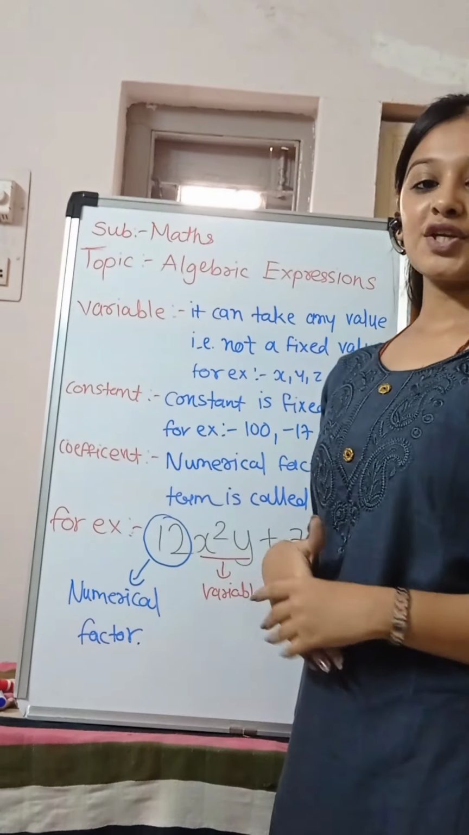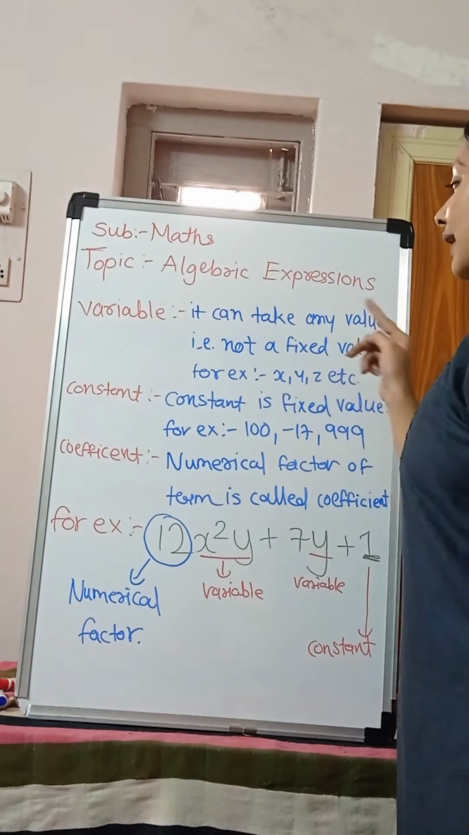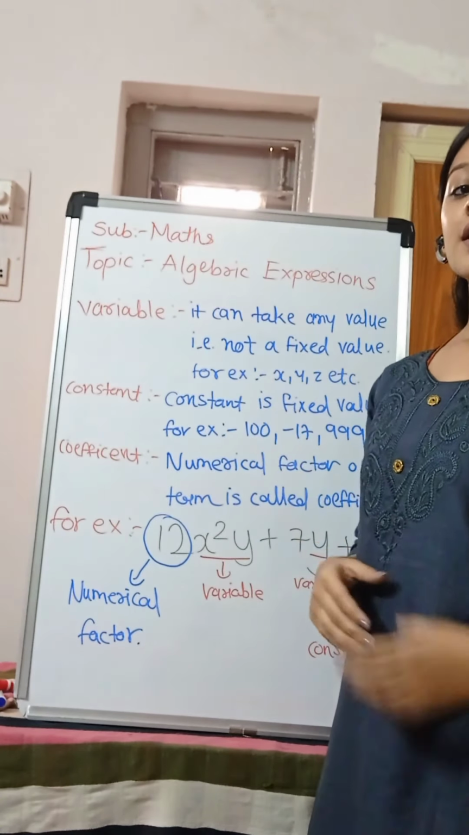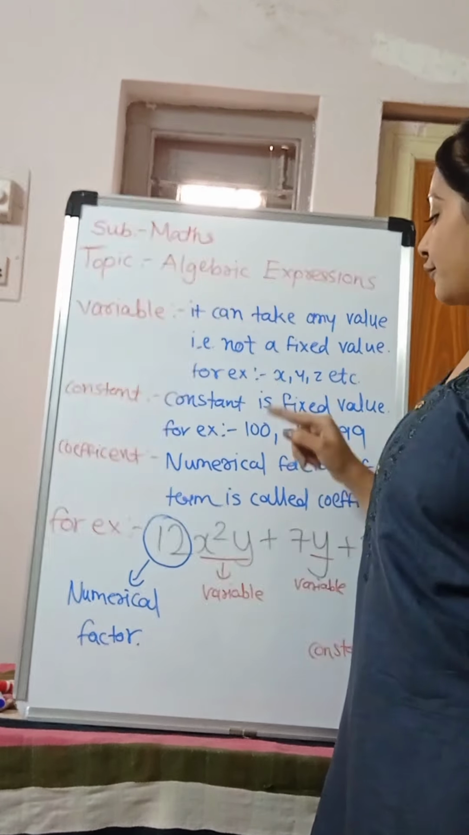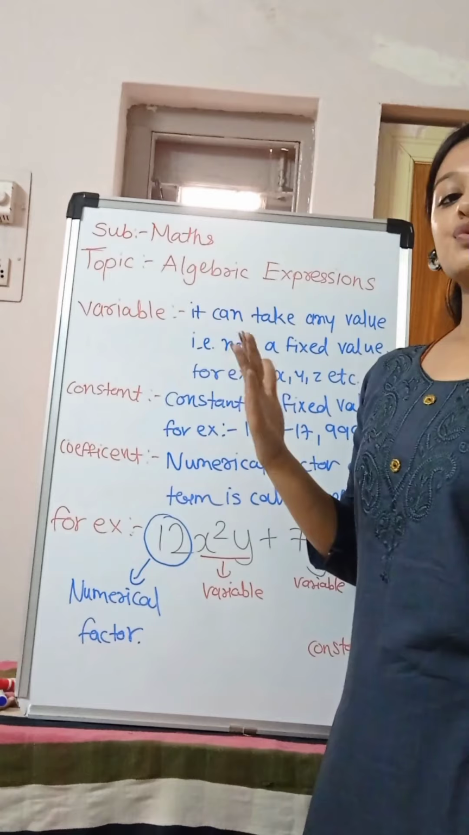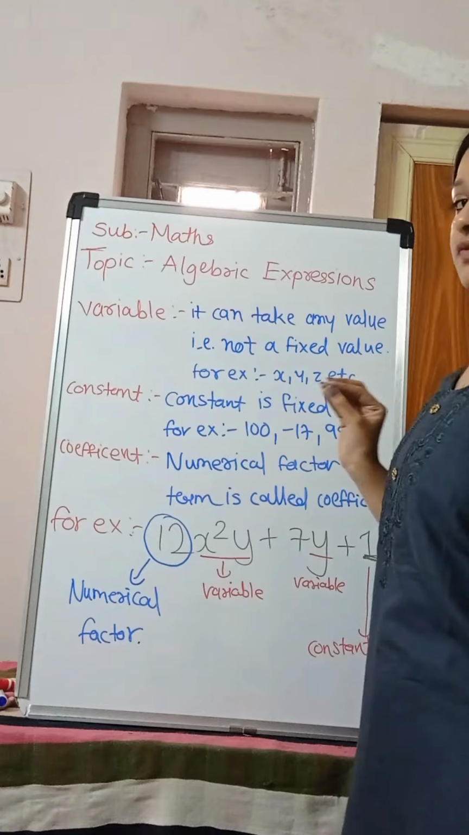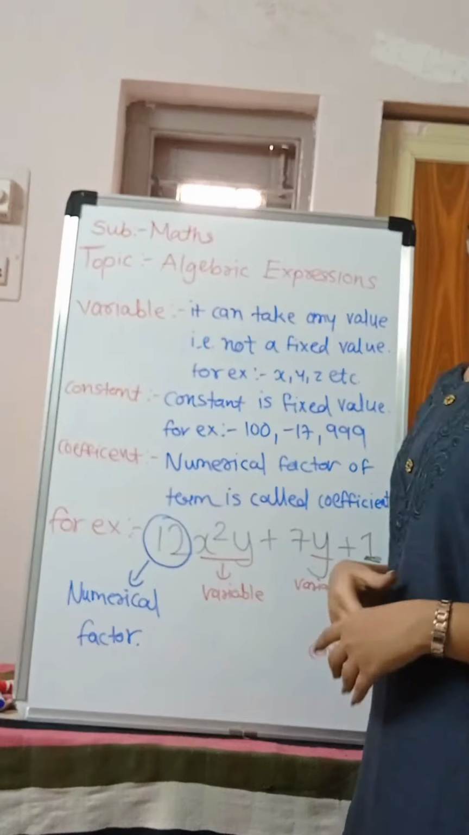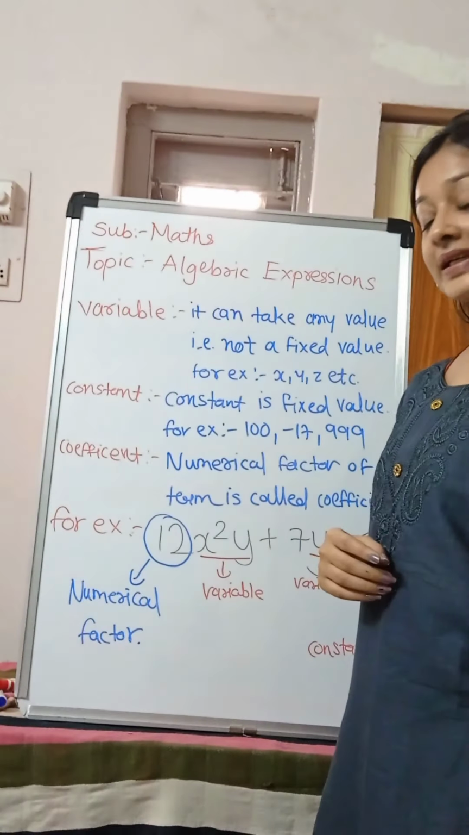These three are the definitions of variables, constant and coefficient. Firstly, variable: it can take any value, that is, not a fixed value. For example x, y, z, any alphabetic letter you can take, but the value of these letters is not fixed. For x we can take any value, that is 1, 2, 3, 4 as we need. Next, constant. Constant is a fixed value, for example any numbers, that is 100, minus 17, 999. I hope the variable and constant definitions are clear to you.